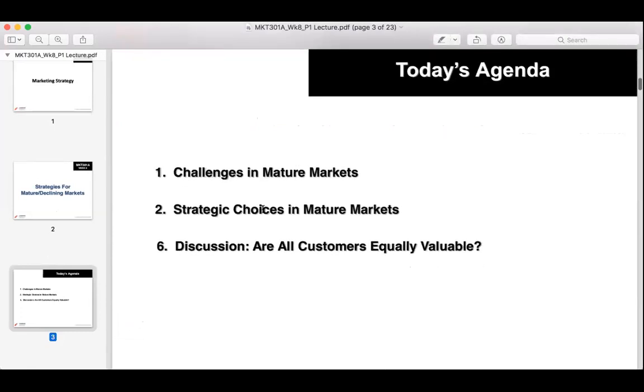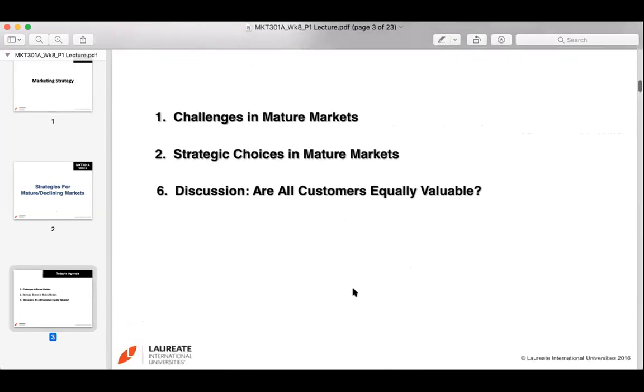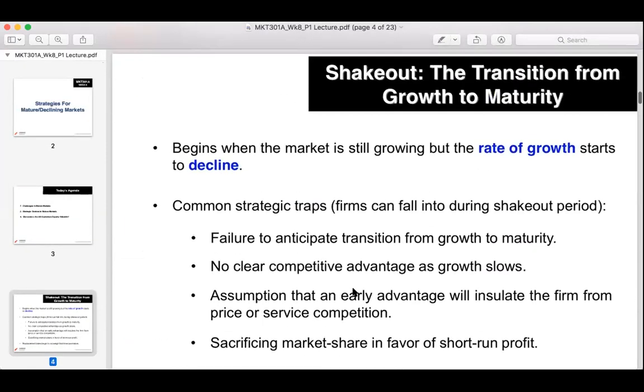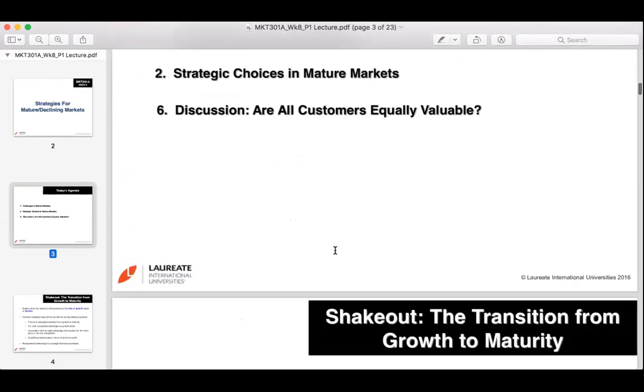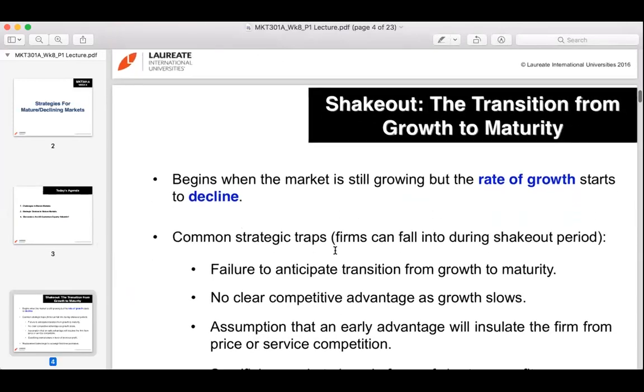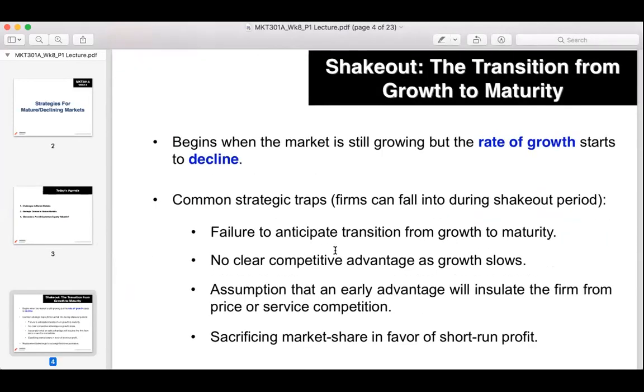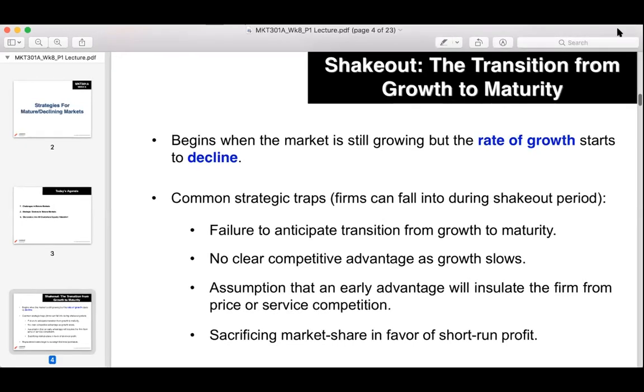Now let's briefly look at this second topic in module 4. Here we discuss the challenges in mature markets, strategic choices in mature markets, and whether all customers are equally valuable. Especially the first two, let's have a look at them. Remember, in mature markets, we are actually in a situation where customers have options. We have a lot of competitors in this industry, in this market situation.